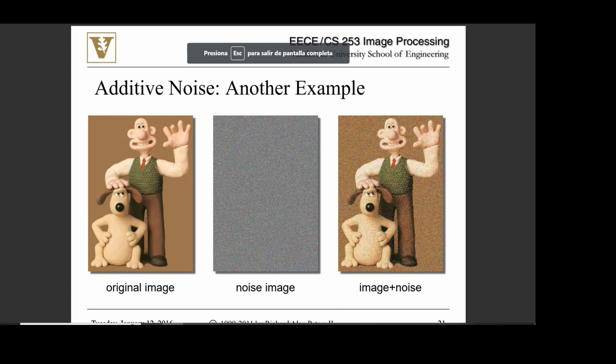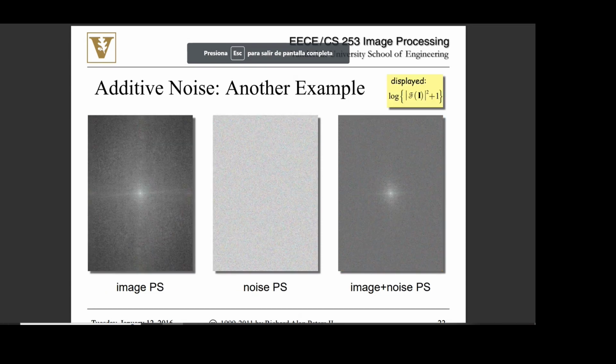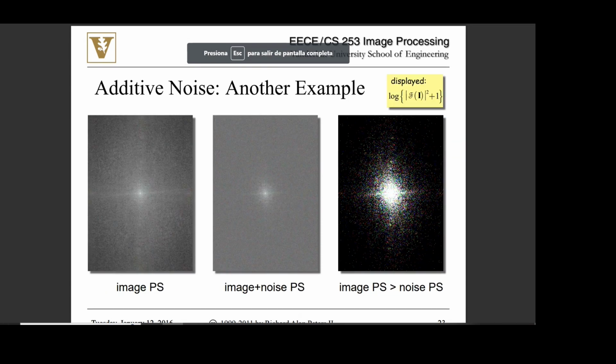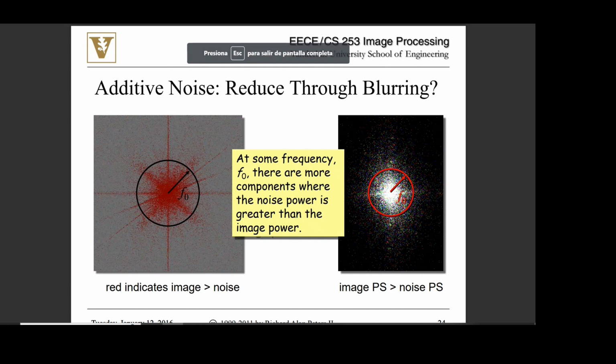We can see another example. So our original image, noisy image, the addition of the two. And the same with the power spectra. And at which regions we have more noise than signal, or vice versa. And then this is the justification of why to use low-pass filters.